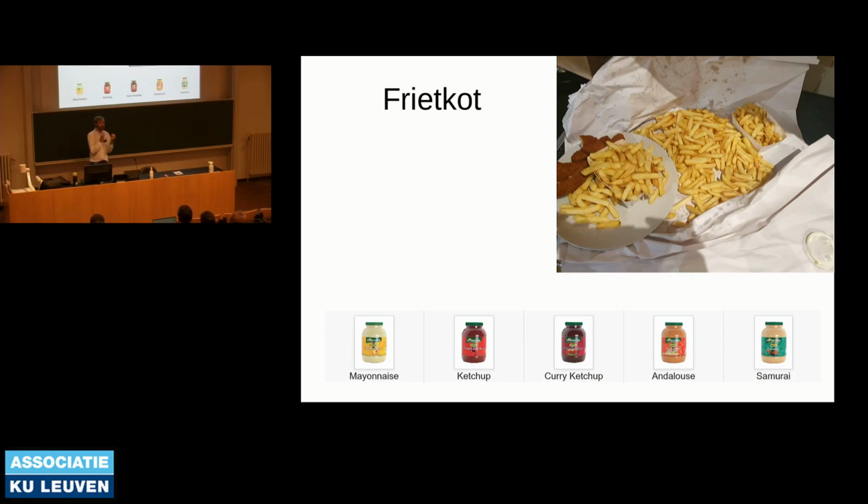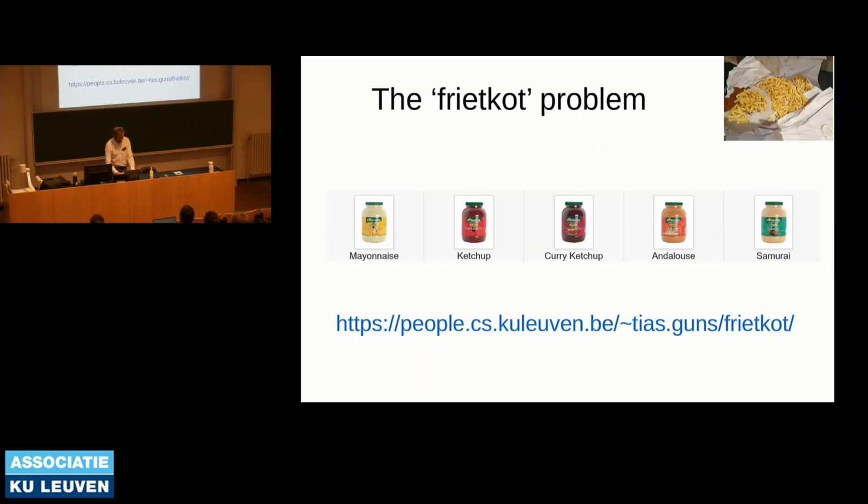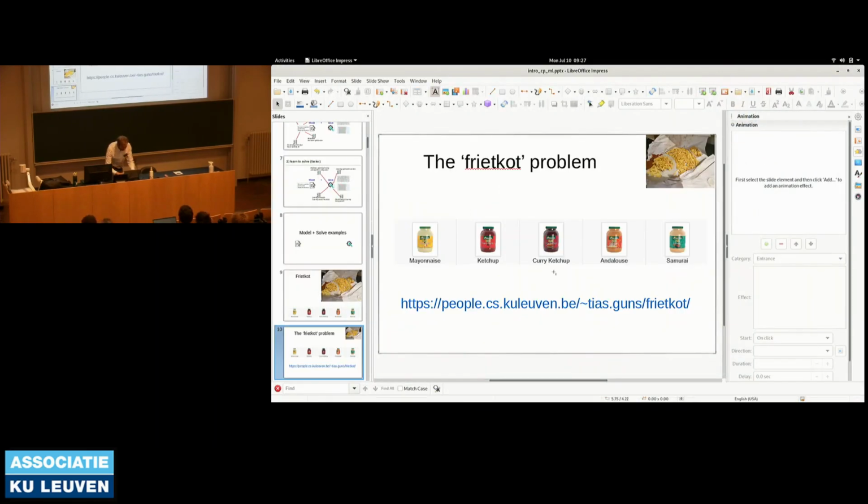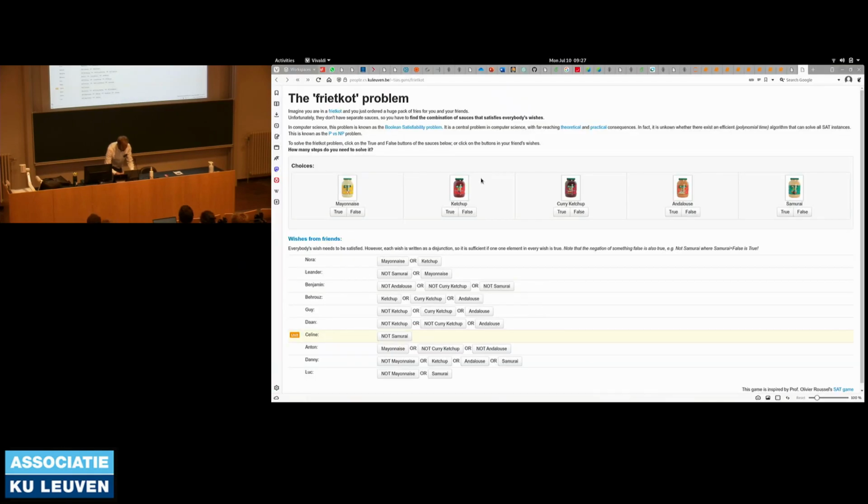And so tastes will differ between different kinds of people. So the question is really, if you want a pack of fries to share, which sauces should you put on them so that everybody's wishes are satisfied? All right, now as a proper computer scientist, I thought maybe I should actually write a program about that. So let's have a look.